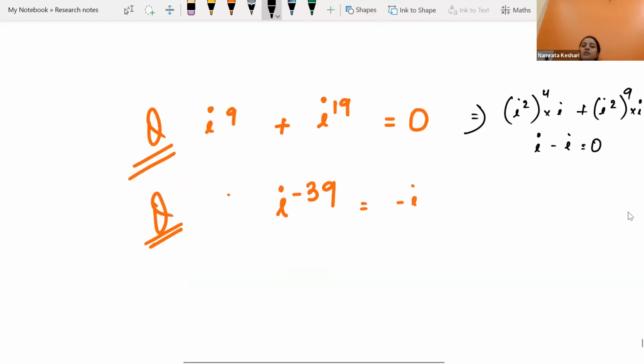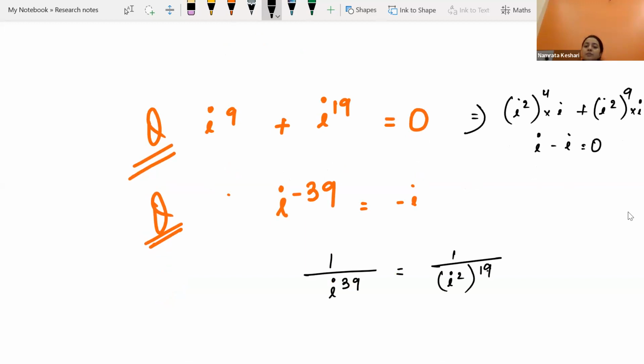Next, I to the power minus 39 can be written using the law of exponents. Use it. It can be written as 1 upon I to the power 39, which we can solve further. We will be getting I square to the power 19 into 2 times 38 into I. 19 is an odd number. Minus 1 to the power odd number is minus. So basically minus I we are getting in the denominator.